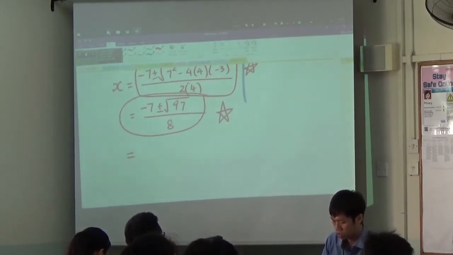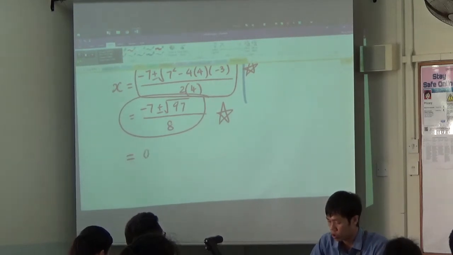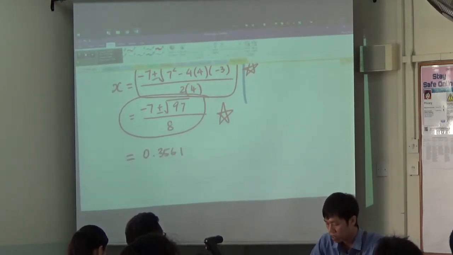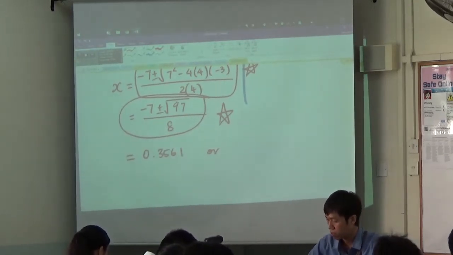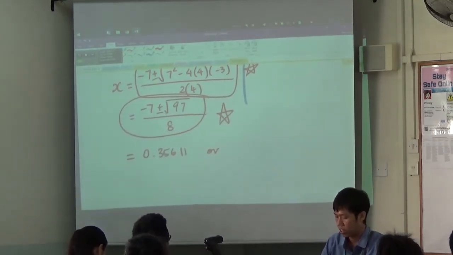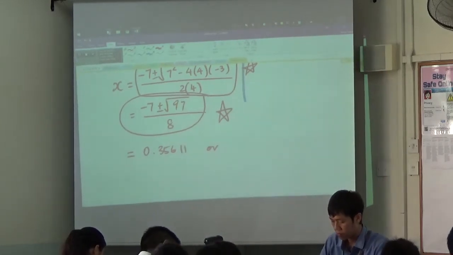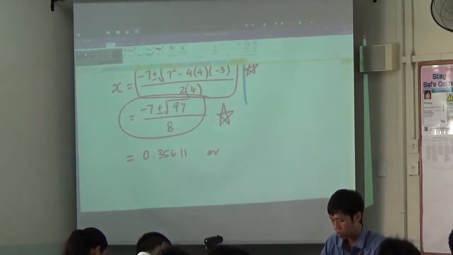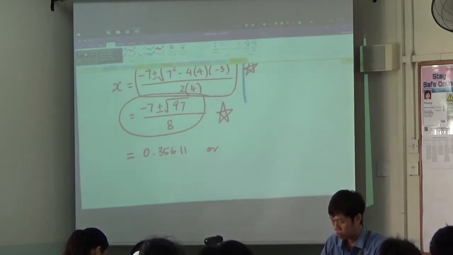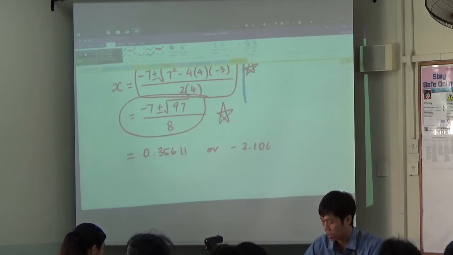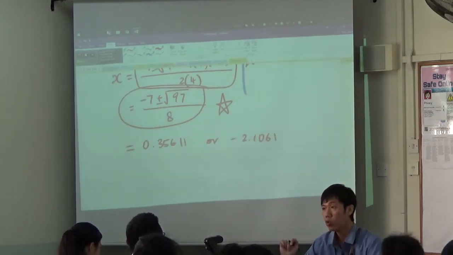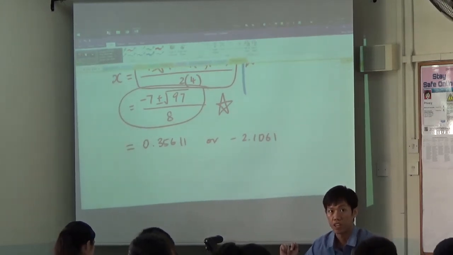Minus 7 divided by 8, I get 0.35610. So square root 97 again, this time minus 7 divided by 8, I get negative 2.1061. Do you have these two? Yeah. Are they the same?